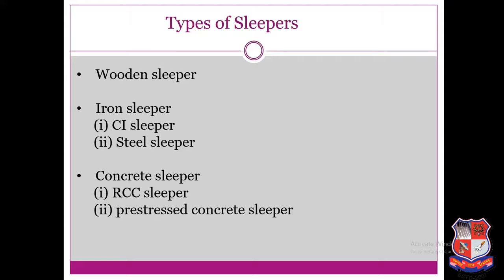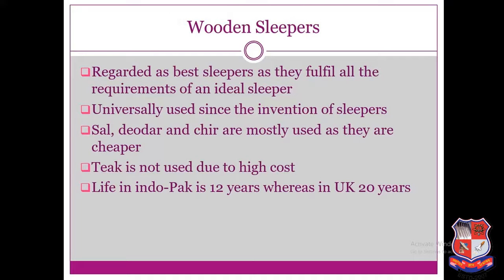So, types of sleepers. In Indian Railways, different types of material can be used as sleepers, which are as follows. First, wooden sleepers. Second, iron sleepers, in which cast iron sleepers and steel sleepers can be used. Third, concrete sleepers, in which RCC sleepers and pre-stressed concrete sleepers can be used. So first, wooden.